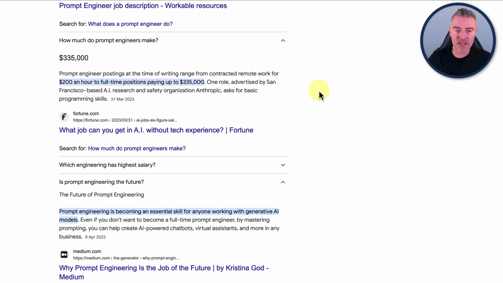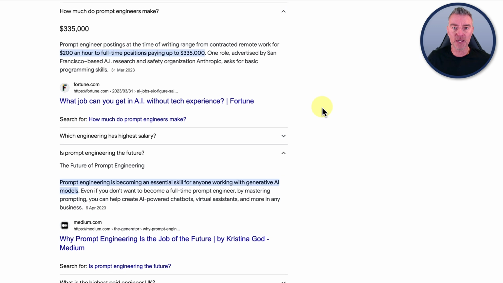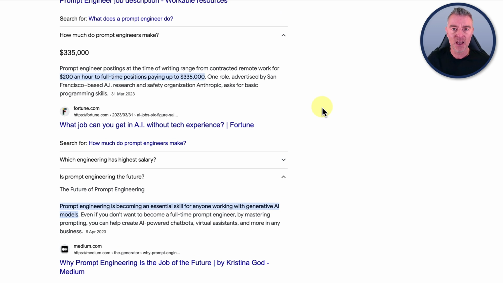How much do prompt engineers make? Well, there's an example here. This was on Fortune.com. Prompt engineer postings at the time of writing range from contracted remote work for $200 an hour to full-time positions paying up to $335,000. So it's a pretty good paid job as well. And from your point of view, if you're thinking about becoming a prompt engineer, it's not really hard work either. So I think it's actually a pretty good deal.